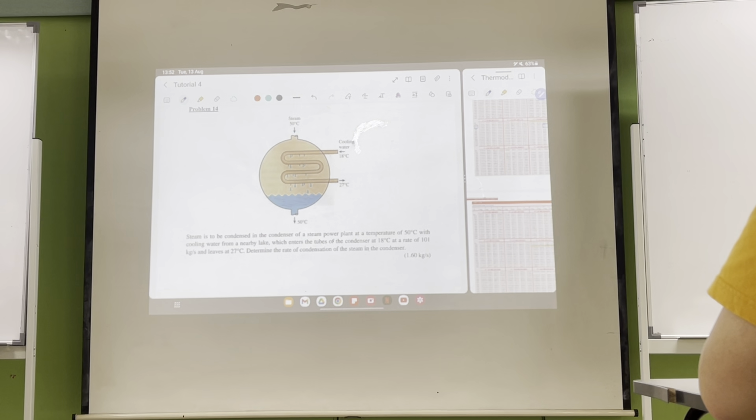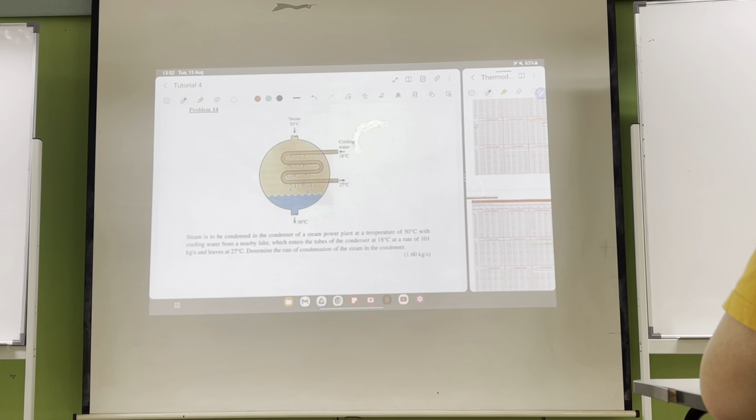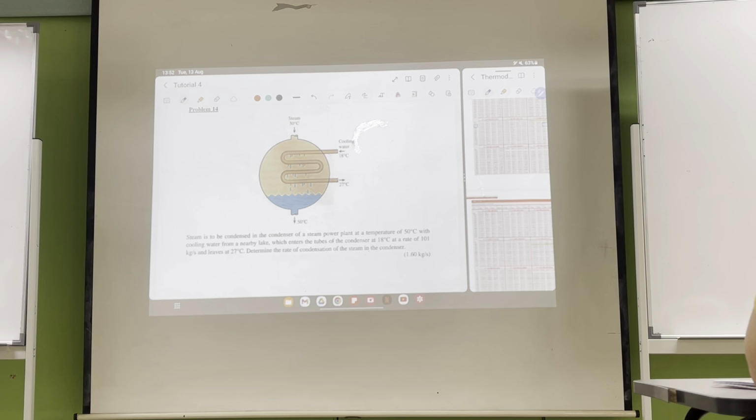Steam is to be condensed in the condenser of a steam power plant at a temperature of 50 degrees Celsius with cooling water from a nearby lake, which enters the tubes of the condenser at 18 degrees Celsius at a rate of 101 kg per second and leaves at 27 degrees Celsius. You need to determine the rate of condensation of the steam in the condenser.